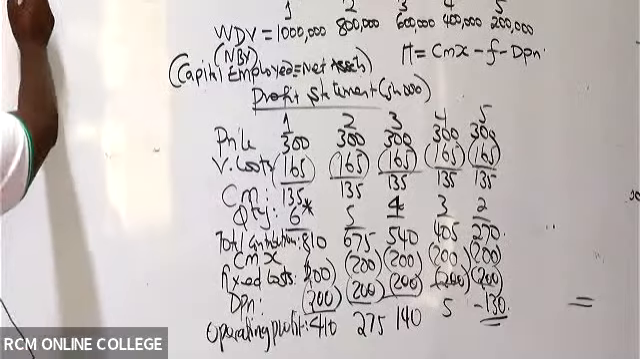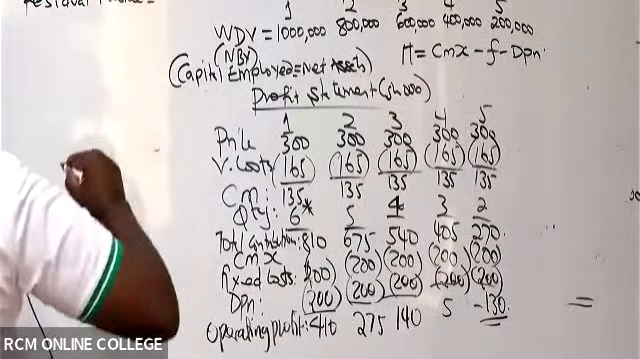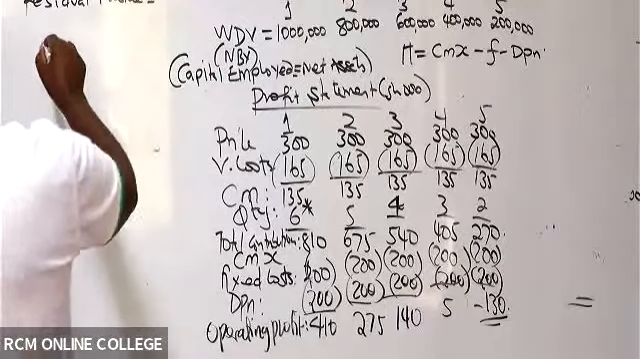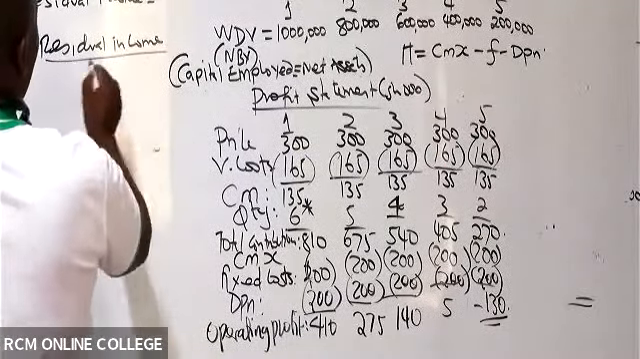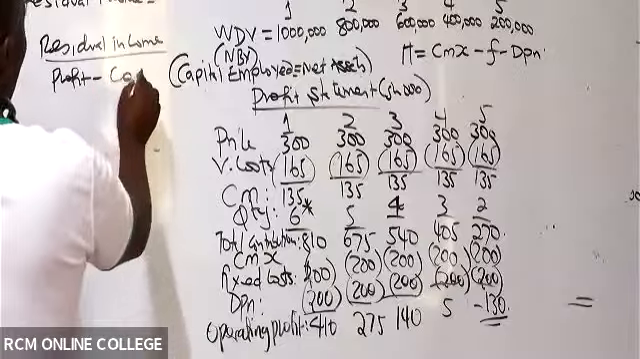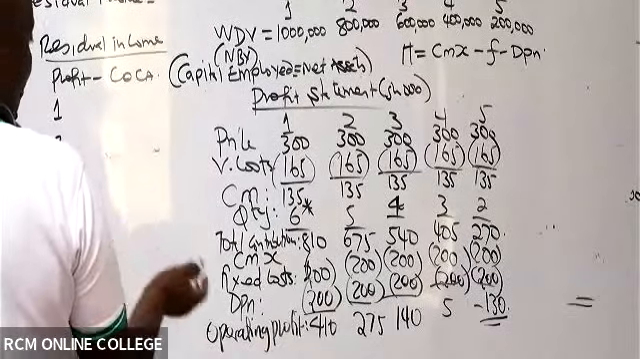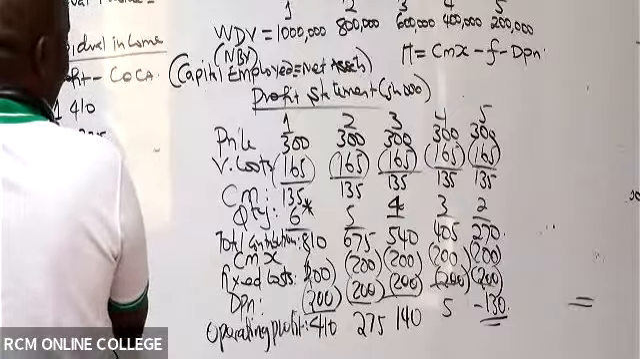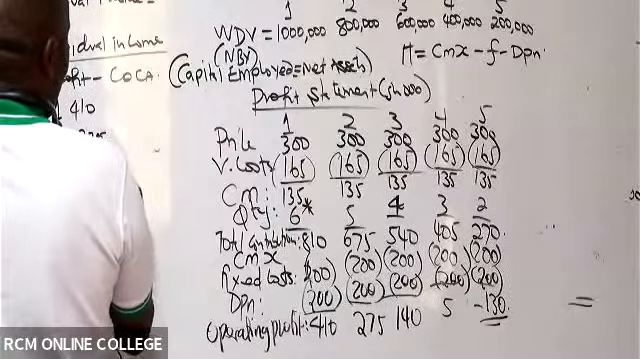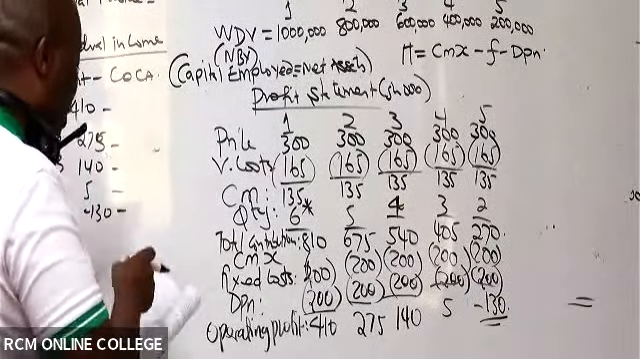You should be able to come here and give me residual income. Is there anybody who is able to remember the formula for residual income? We know it is profit minus cost of capital employed. So we have year 1, year 2, year 3, year 4, year 5. The profits already we have. We can fix them here: 410, 275, 145, 5, minus 130.